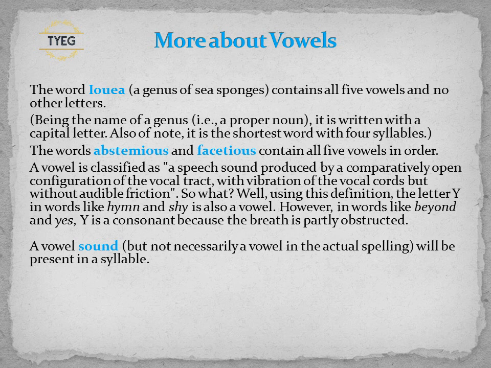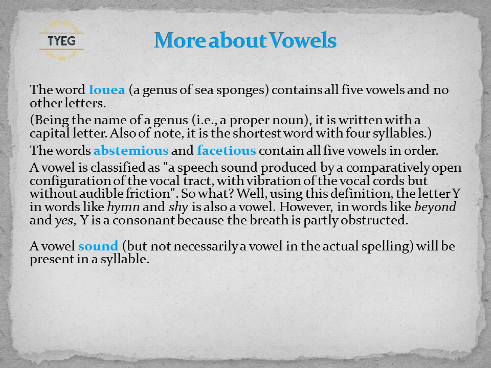More about vowels. The word uia, a genus of sea sponges, contains all 5 vowels and no other letters. Being the name of a genus, i.e., a proper noun, it is written with a capital letter. Also of note, it is the shortest word with 4 syllables. The words abstemious and facetious contain all 5 vowels in order.